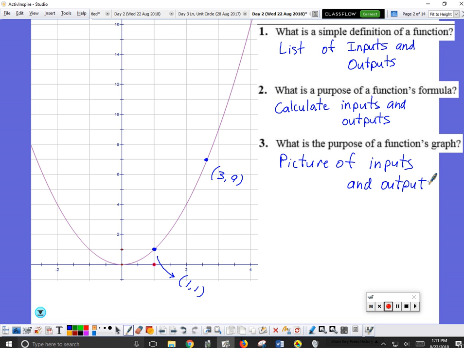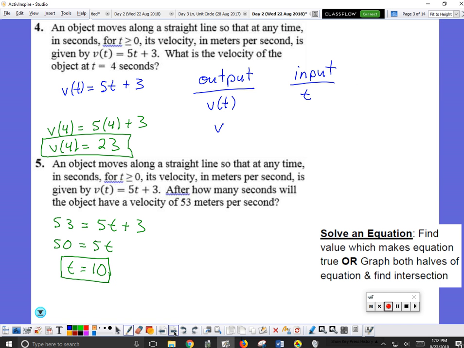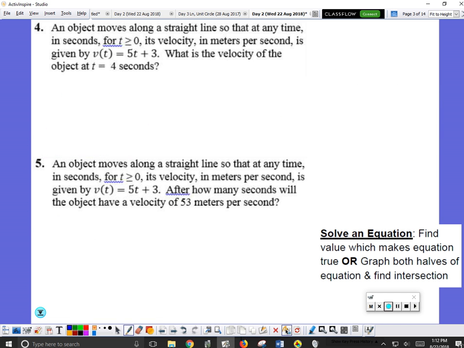But this is where people have kind of gotten stuck in past years. So, questions? Perfect. Okay, so next thing. Like on number 4 on that sheet, I gave a formula of velocity. It says v of t equals 5t plus 3.